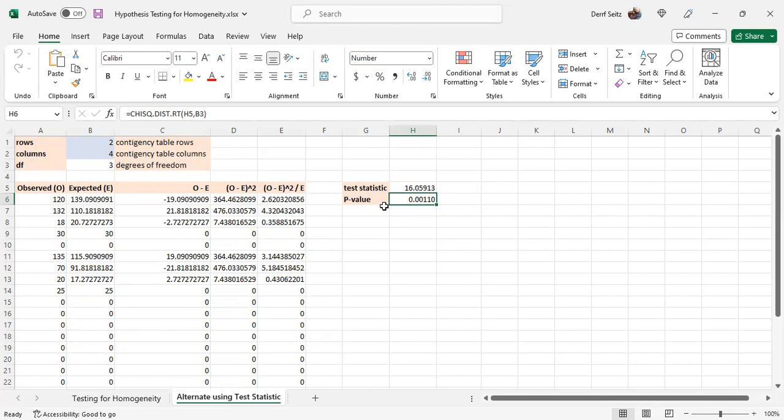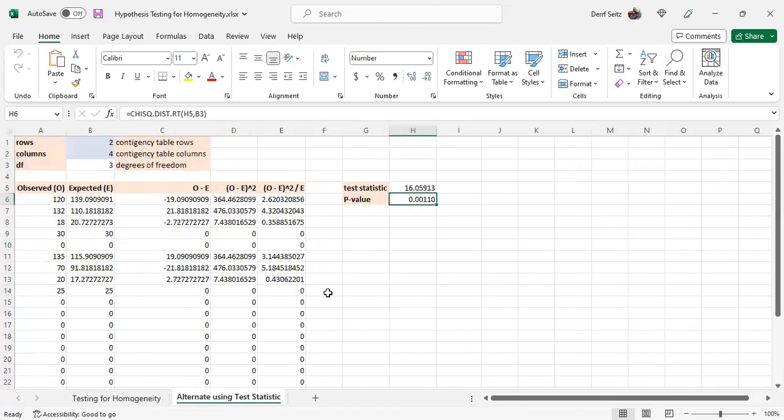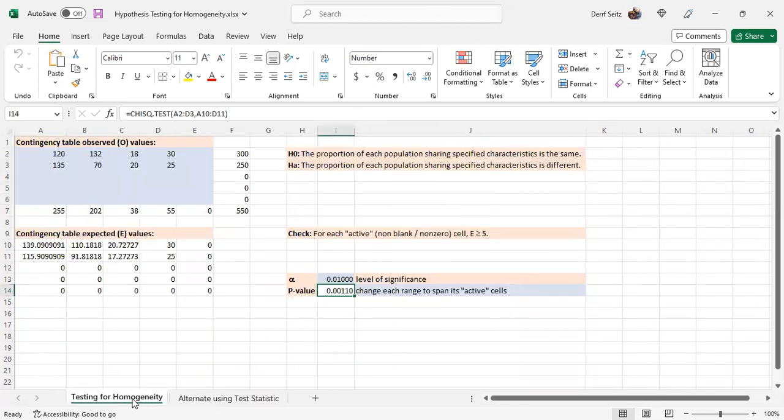And the p-value is not copied from the previous tab. It's recalculated using chi-square distribution right tail, passing in test statistic, H5, and the degrees of freedom. And notice the p-value is 0.00110. That's what we got over here on the first tab, doing it with a different function. That's a strong indicator that everything was done correctly, and we can now finalize this decision.